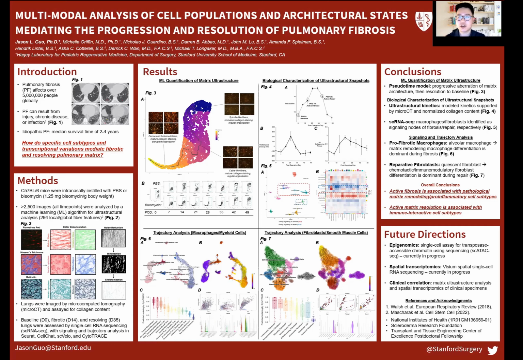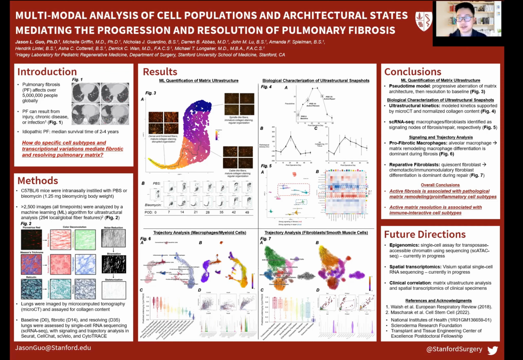Moving on to figure 7, we performed a similar sub-analysis for fibroblasts and smooth muscle cells. We found in this case in figures 7a and 7b that quiescent fibroblasts served as a root phenotype for differentiation into a number of functionally defined fibroblast subtypes, including chemotactic and immunomodulatory fibroblasts, which were highly enriched during active resolution of the fibrotic matrix. These results were furthermore supported by figure 7c, which is our CytoTRACE ordering of differentiation.